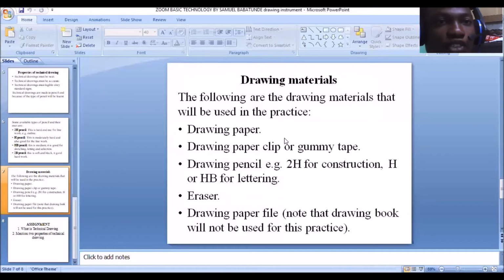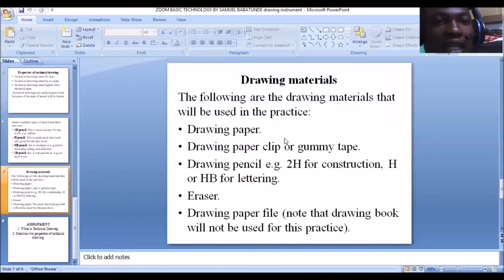Now, examples of the drawing materials include the drawing paper. The drawing paper is an example of a drawing material because it is on this drawing paper your drawing is made. This is where your ideas are being poured. The knowledge you have about your work, about what you want to build, what you want to manufacture, this is where you put them down. This is where your drawing is made.